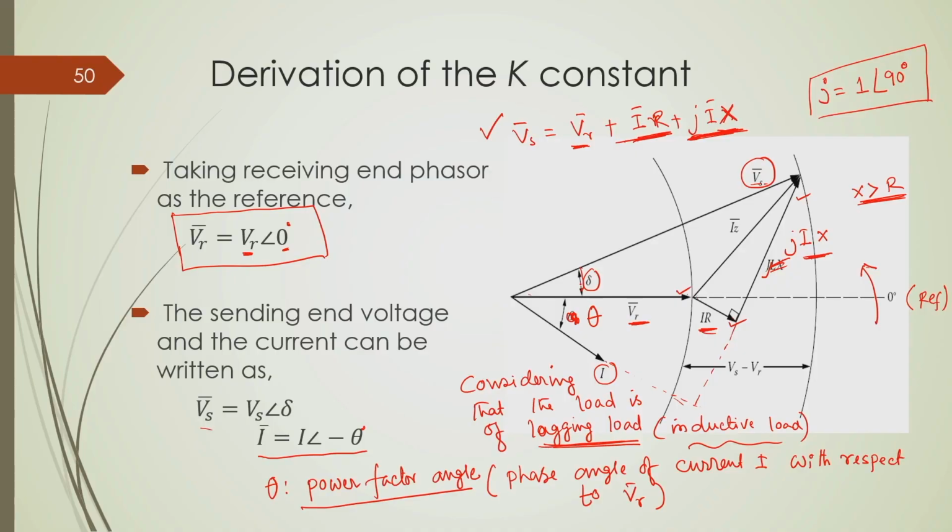So, if you draw this to scale, it will be something like that. If suppose V r is that much, then these two drops will be that much only, which gives this V s like this, and which eventually makes this delta angle very close to 0. This is true for any sort of practical distribution feeder.